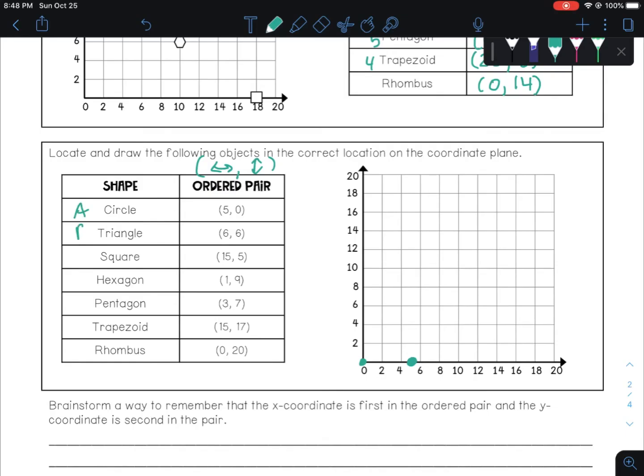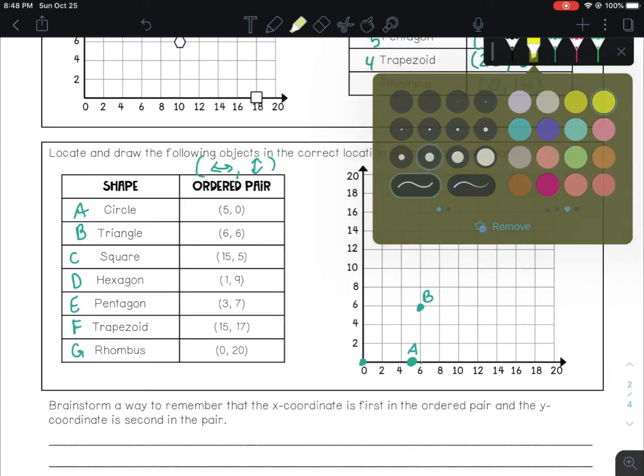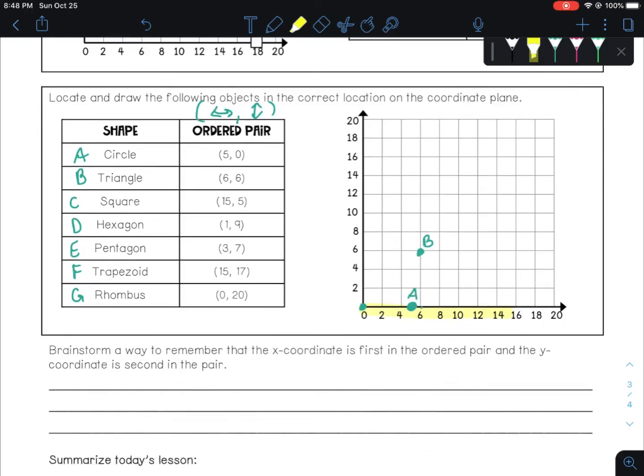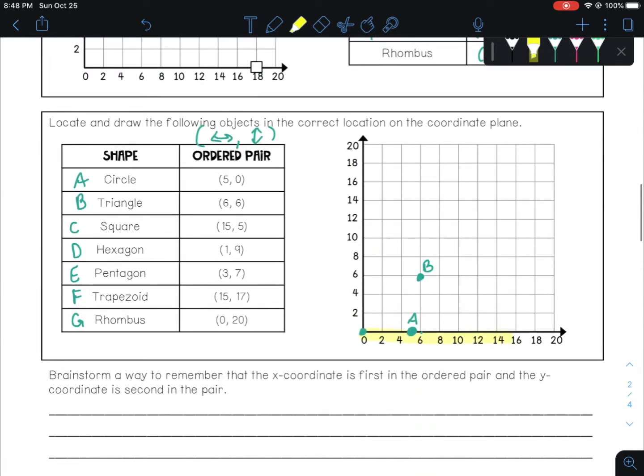If it's easier, we can label them with letters. So we'll say A. The triangle is over 6, and then up 6. So that would be here. Okay, and then we have the square, which is over 15, and then up 5. So 5's like right here in the middle. So we're going to want to put that one right here in the middle of this box. Got to be really careful when you've got the halfway between marks.